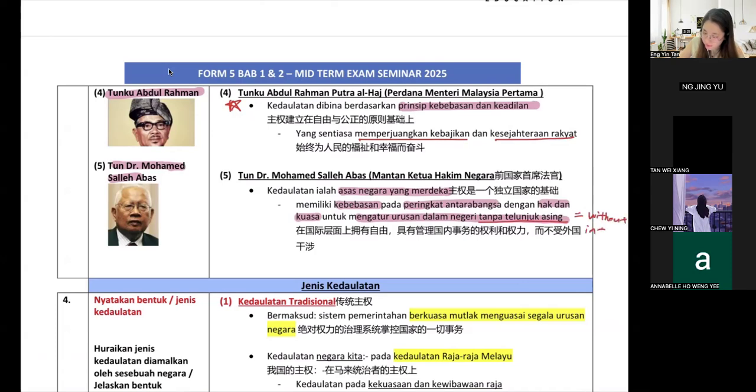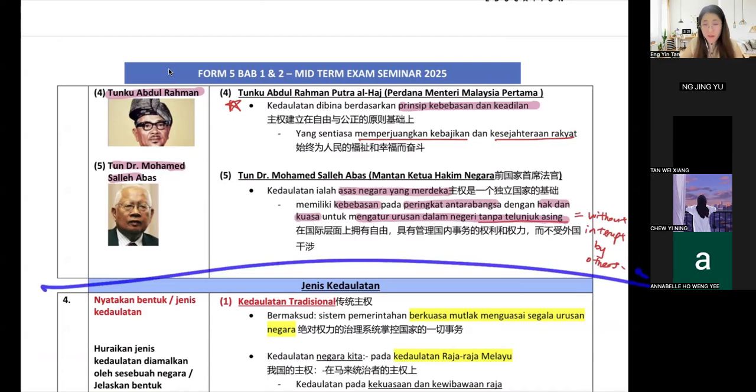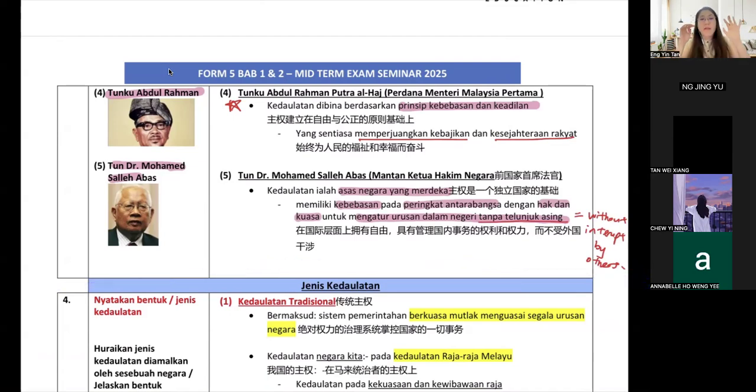Without interruption by the others. Means nobody will dare to campur tangan. Nobody will campur tangan. Right now, we have the freedom to make decisions. We have the power to decide and manage. Everybody, you clear with this one? So up to here is everything about the explanation, the maksud and the takrif of the concept of kedaulatan.